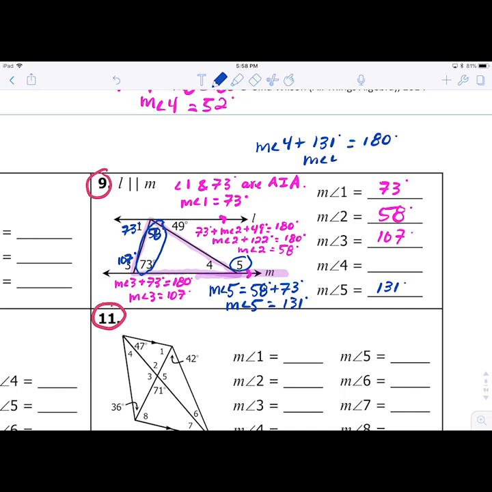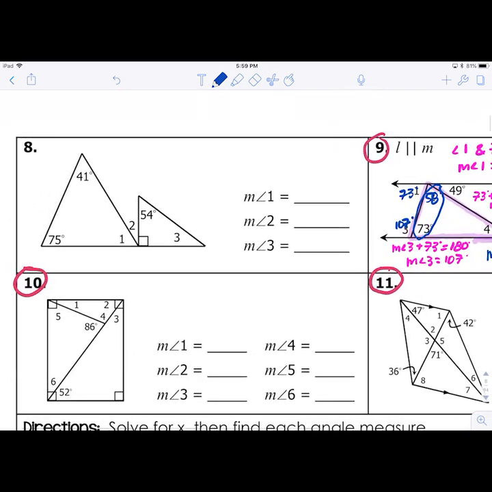So the measure of angle 4 is equal to 180 minus 131. That's 49 degrees. There we go. It looked very challenging, but, you know, with some time, we got it done. Let's look at 10.